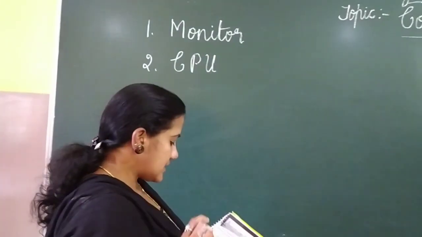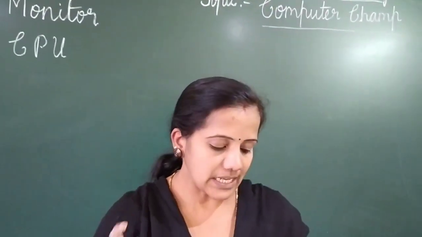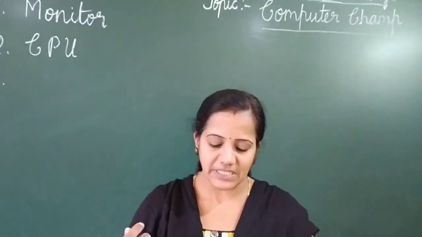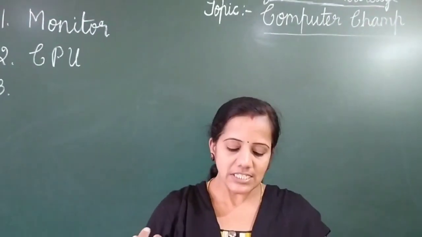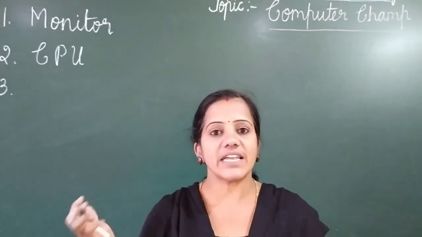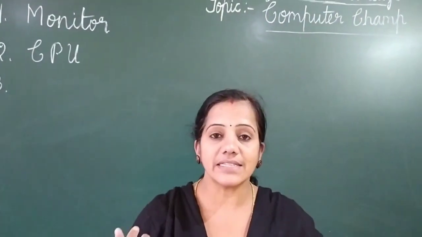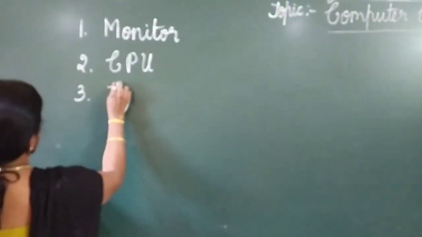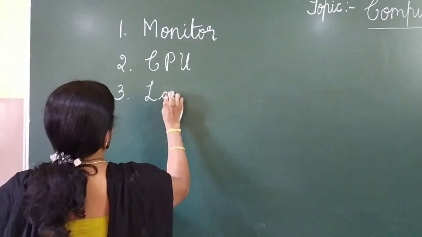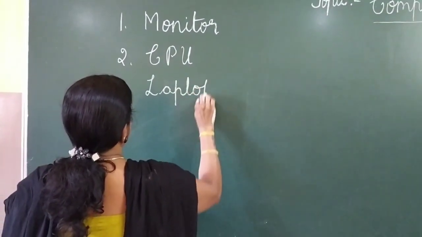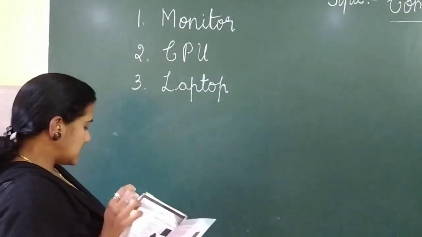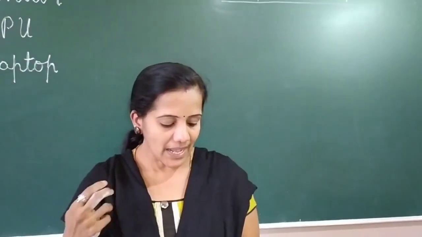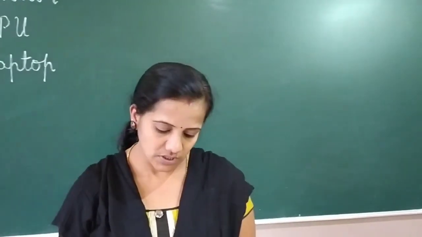The third one: a portable computer that has a flat screen and can easily be carried around. Which is this? A portable computer which we can carry around wherever we go. What do we call it? Yes, it is laptop, L-A-P-T-O-P. A laptop is a portable computer that has a flat screen and can be easily carried around.